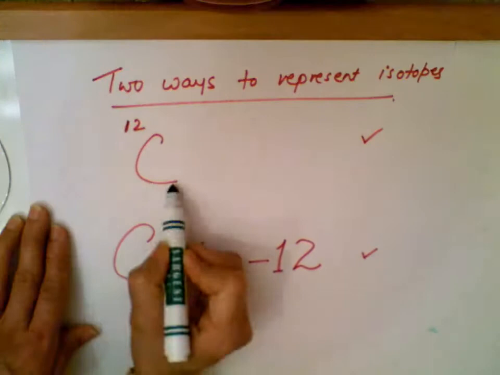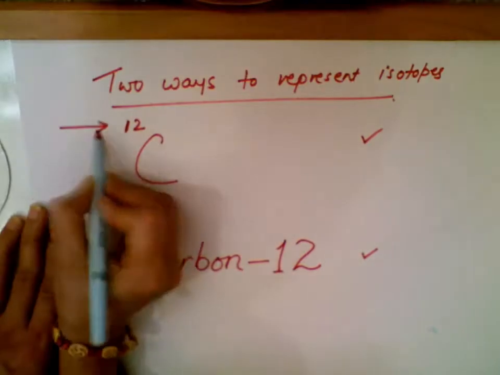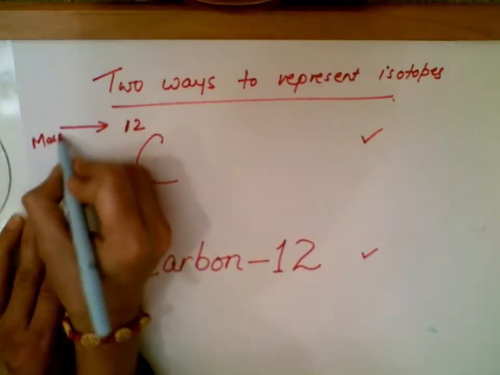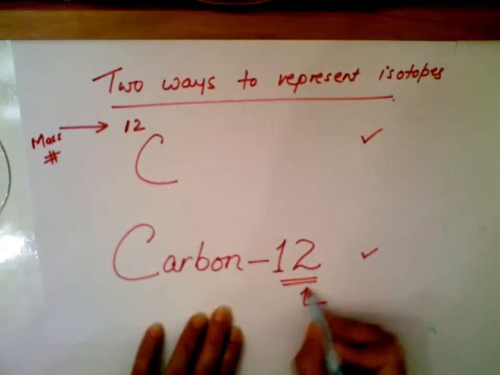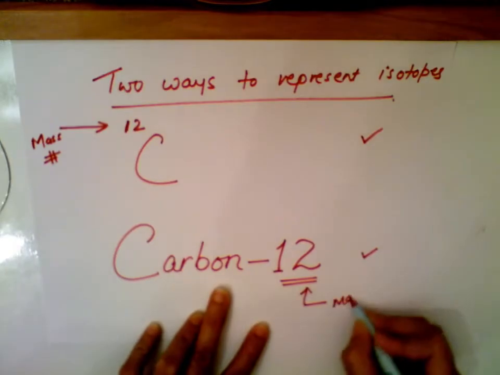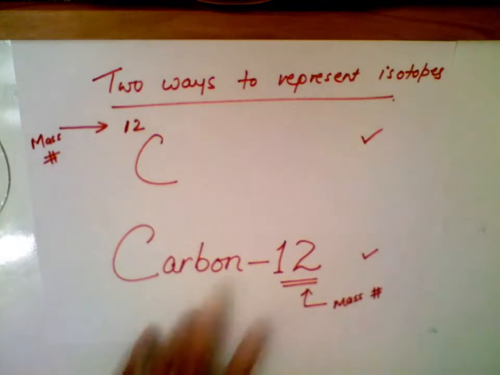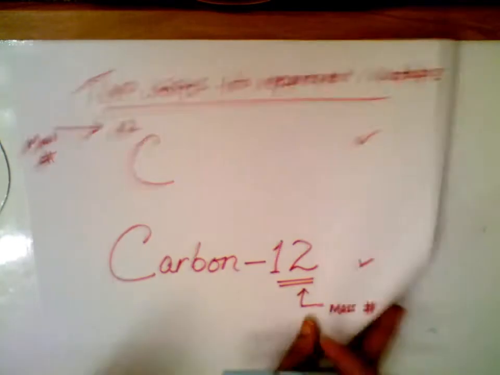Again, you write the symbol and the mass number at the top. What you need to remember all the time is that this number at the top is the mass number. And this number on the right side of the name of an element is the mass number. That's not the atomic number. So these are the two ways to represent isotopes.